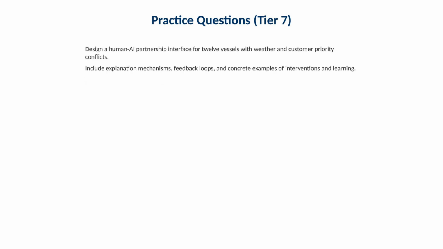This question asks you to design a human and artificial intelligence partnership interface for 12 vessels with weather and customer priority conflicts. You include explanation mechanisms, feedback loops, and concrete examples of interventions and learning.